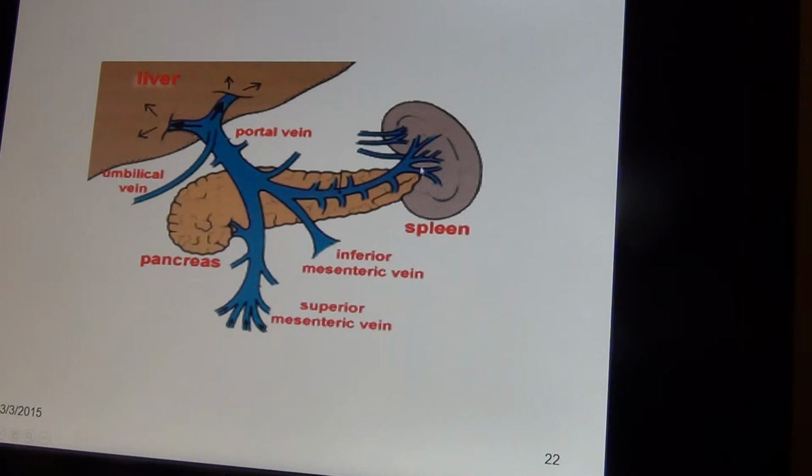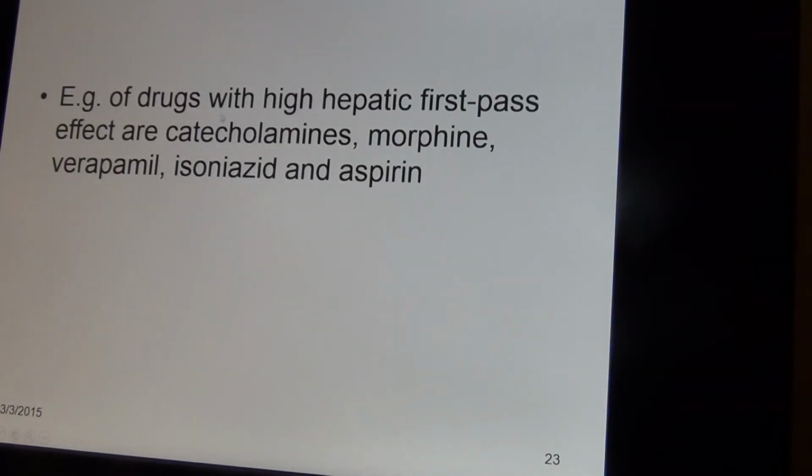This is just making it clearer what I've mentioned just now, how the drug goes from the veins and then into the portal vein, into the liver, and gets acted upon by the liver. Examples of drugs with high hepatic first pass effect are catecholamines, morphine, verapamil, isoniazid, and aspirin. So these are the drugs with high hepatic first pass effect.